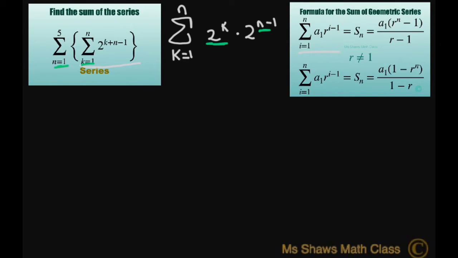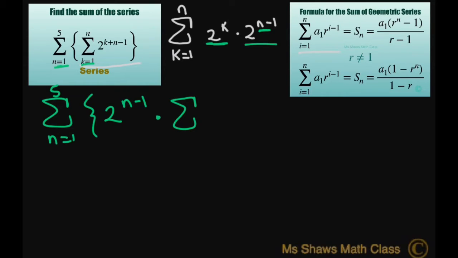So basically what we're going to do is write this as the sum from n equals 1 to 5. And then for this piece, I'm going to put the n first. So this is going to be 2 to the power of n minus 1, because that goes with your n, and this is going to be times the sum from k equals 1 to n, since we're starting with k, of 2 to the power of k.